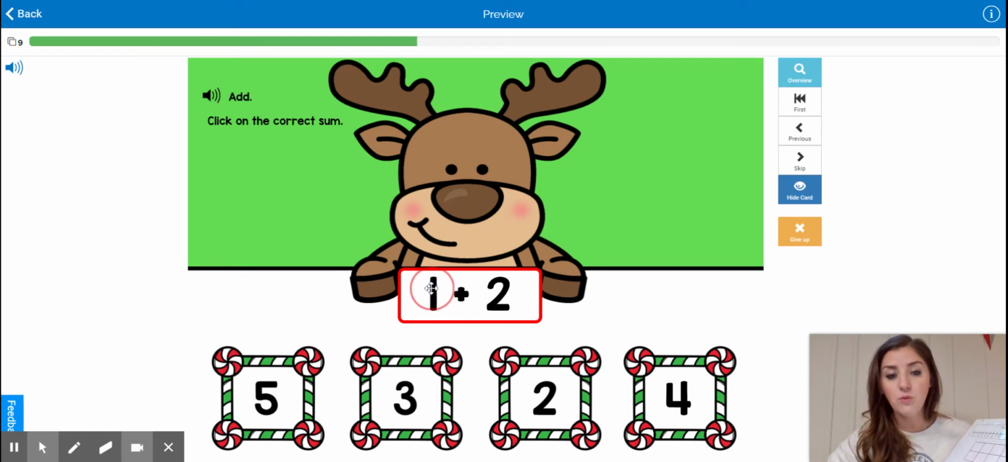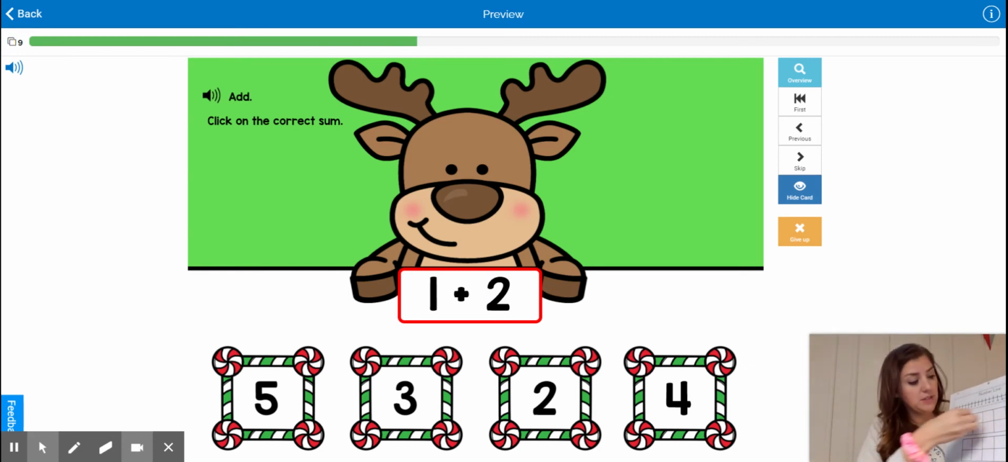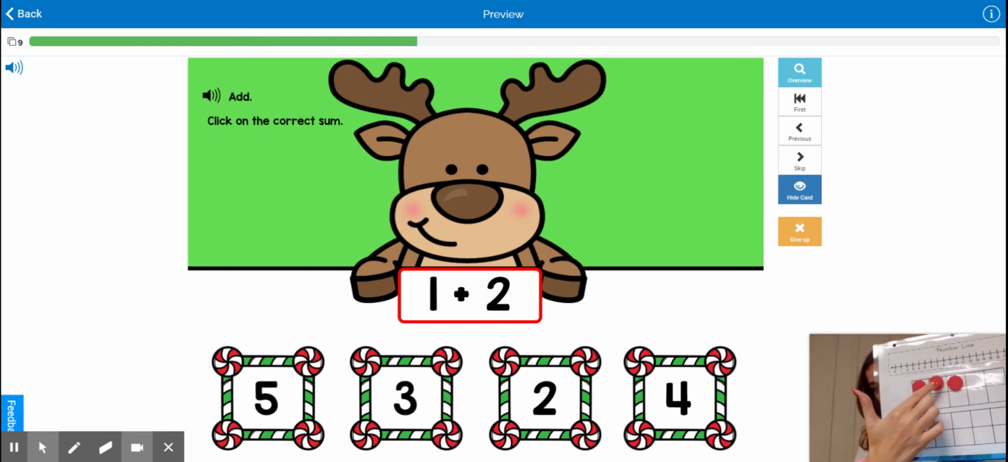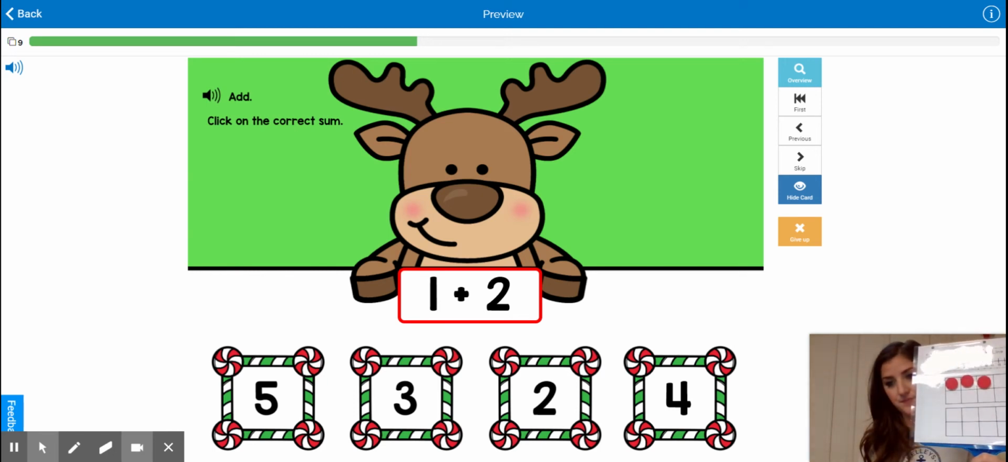Okay, I have 1. I'm going to add 2 more. I have 1, and I'm going to add 2 more. How many do I have? 1, 2, 3.